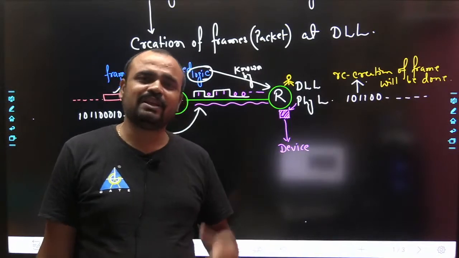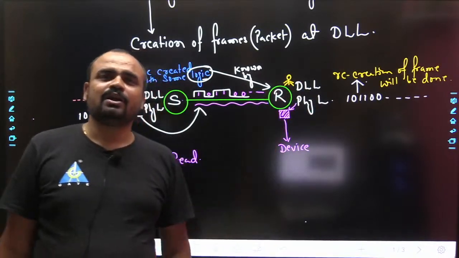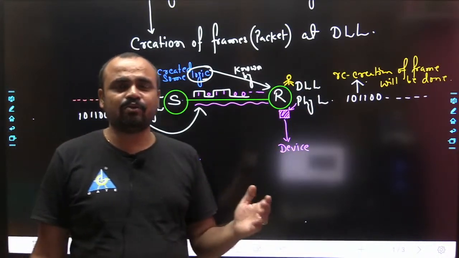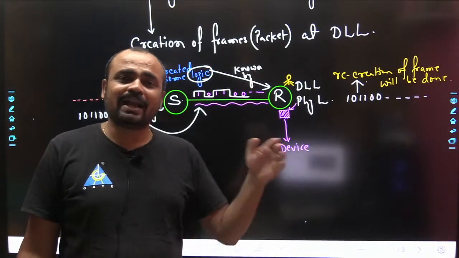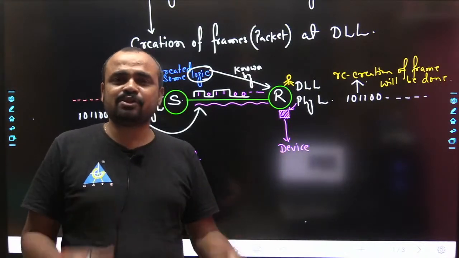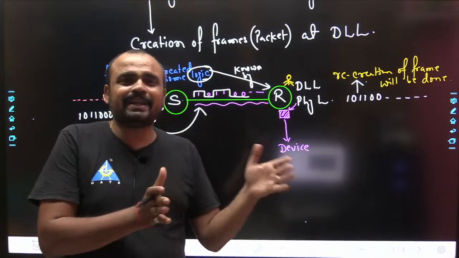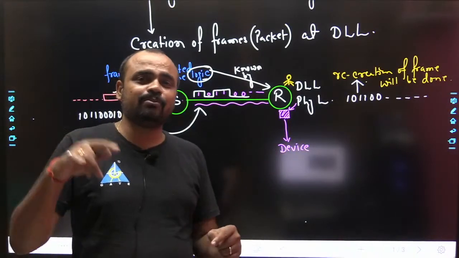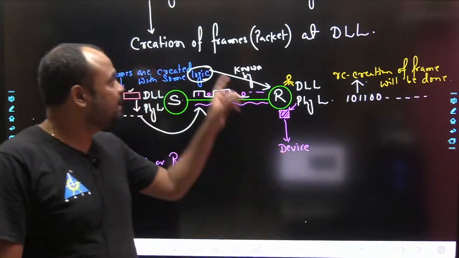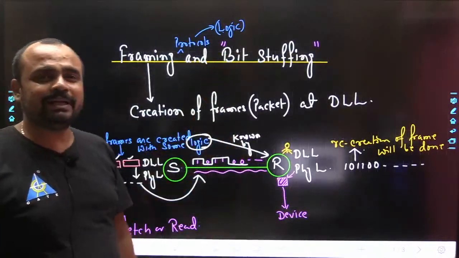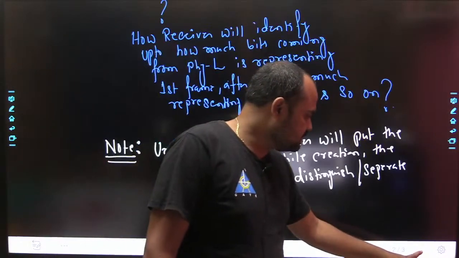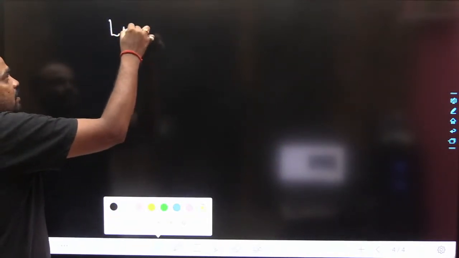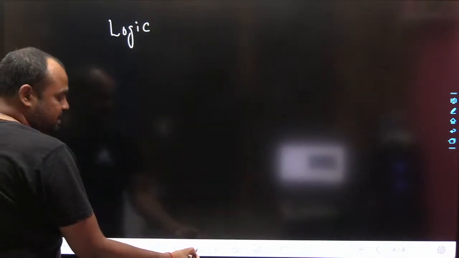Okay, so now let's try to understand that particular logic, and then we will find out what difficulties we identify while creating frames or separating the frames, and how we can remove those difficulties by implementing the concept called bit stuffing. Okay, so let's see over here. This is the simple logic of creation of a frame. The simple logic was given.